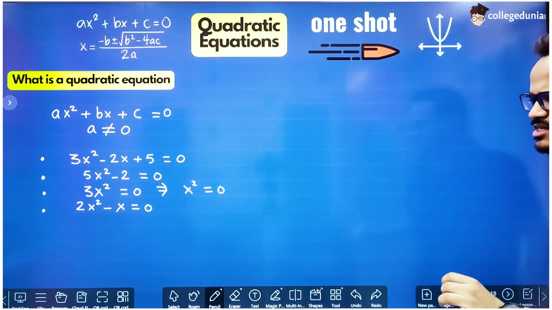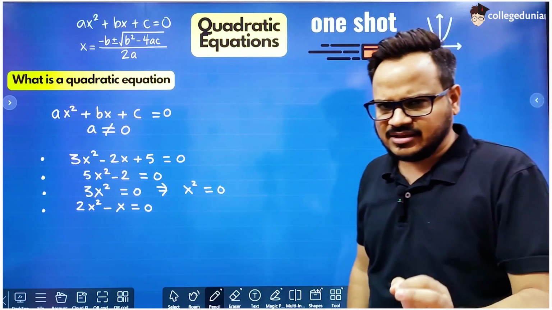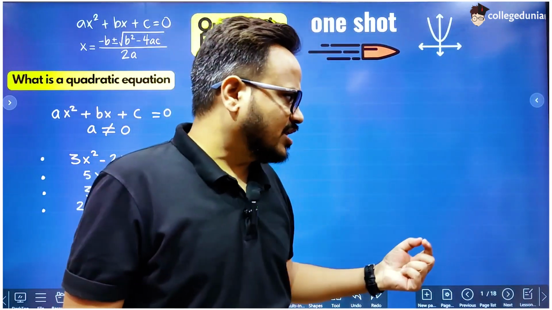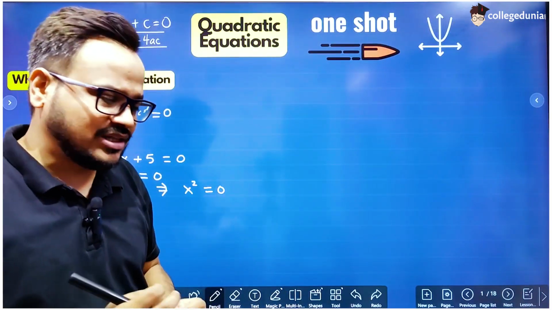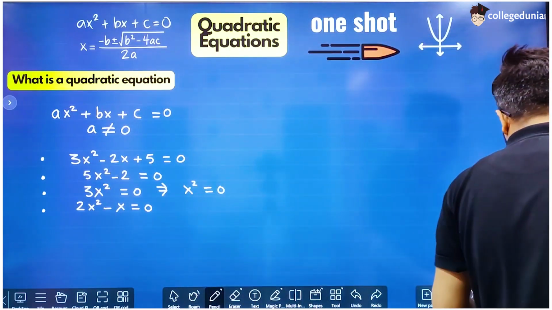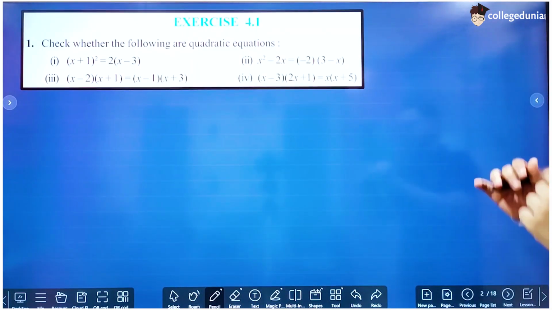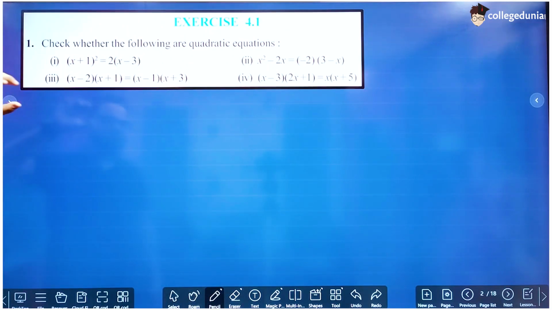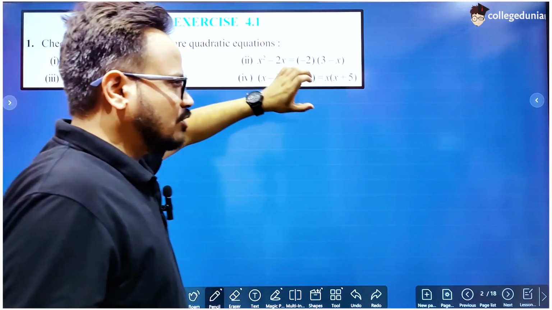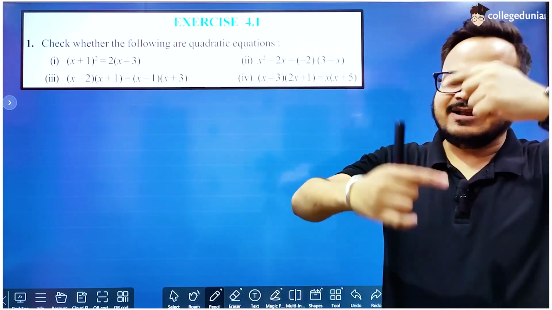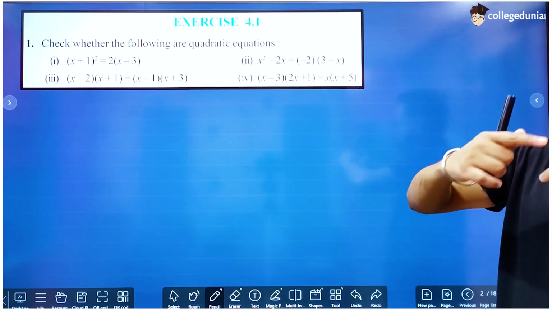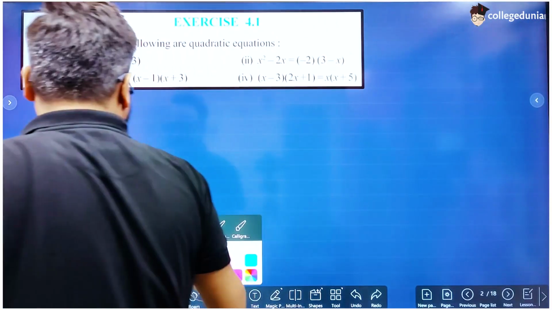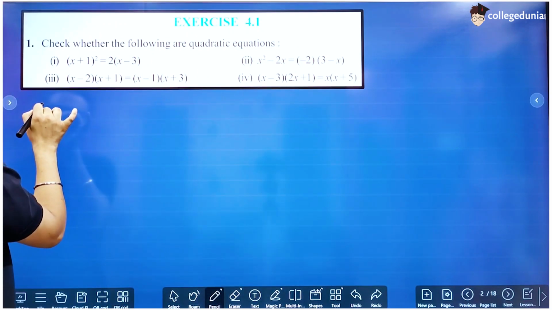So in exercise 4.1 of class 10th NCERT, some questions are given in which we have to just check whether the given equation is quadratic or not. These types of questions check whether the following are quadratic equations. So what we will do, we will solve each of them, and the final form should be a quadratic equation. How? Let's see. Let's do the first part.